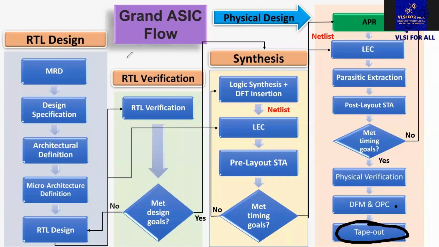Any doubts? I have a doubt. What are the parameters that are making a difference between the technology nodes? For example, consider the nanometers like 40 and 5 nanometer. What are the parameters that are actually making the difference?